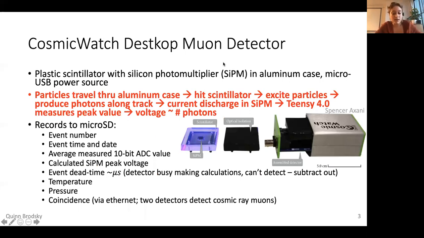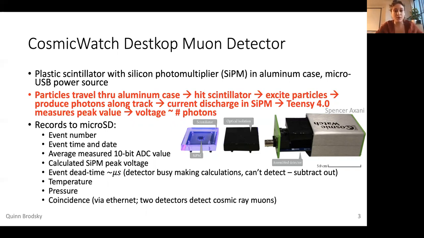So I will be using the Cosmic Watch desktop muon detector, which was developed by Spencer Axani. And the apparatus is a plastic scintillator with a silicon photomultiplier, or a SiPM, and it's put inside of an aluminum case. And muons travel through the aluminum case and hit the plastic of the scintillator. And this excites the particles of the scintillator. And when the particles de-excite, they release photons along the path of where they were excited, which just so happens to be the path that the muon traveled to get there.